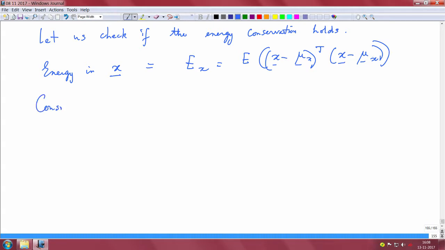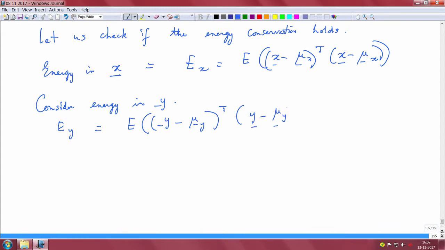Now, let us consider the energy in Y, right? Energy in Y is EY, which is the expectation of (Y minus mu Y) transpose times (Y minus mu Y), right, with Y equals chi inverse X, where chi inverse is some matrix such that chi inverse equals chi transpose. Let us say this property is satisfied.